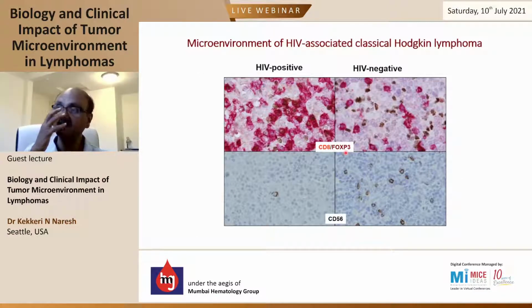And we did a similar study in Hodgkin lymphoma, comparing the microenvironment of Hodgkin's in the HIV positive setting as against the HIV negative setting. Here you can see that there are many more FOXP3 positive cells and CD8 positive cells in the HIV setting, but it also uniquely identifies many CD8 and FOXP3 double positive cells. Here CD8 is in red and FOXP3 in brown, and you can see there are FOXP3 positive CD8 positive cells, whereas we did not see CD8 and FOXP3 double positive cells in the HIV negative setting, Hodgkin lymphoma.